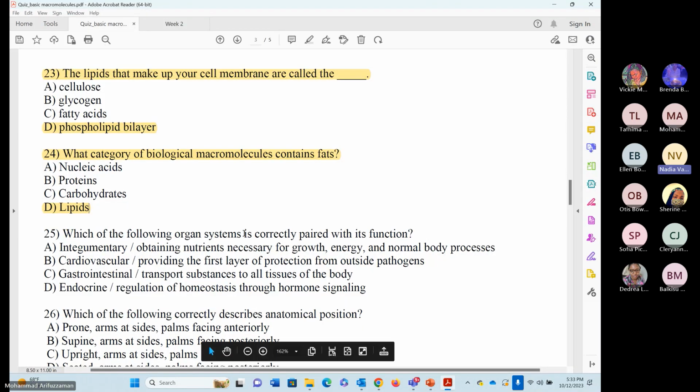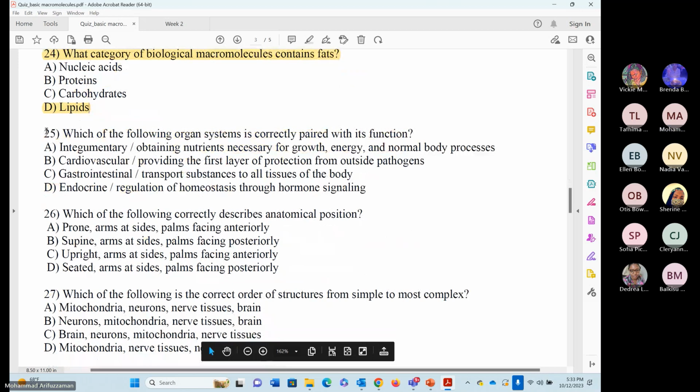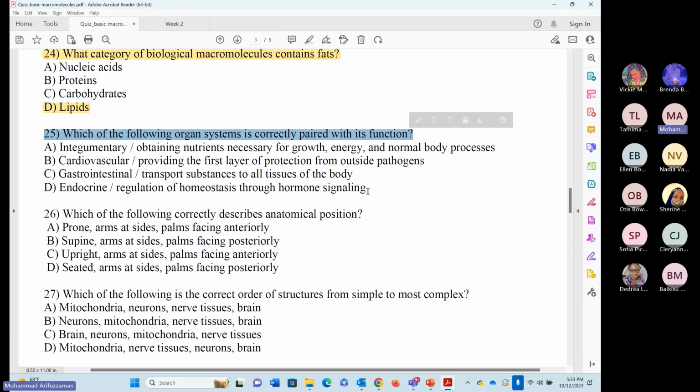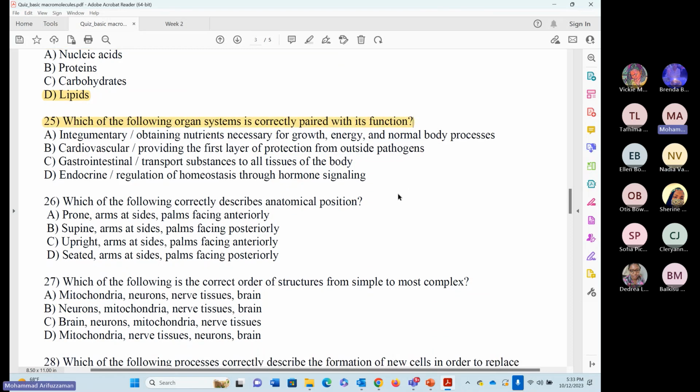Okay. Which of the following organ systems is correctly paired with function? Please read and try to answer the questions. The D. Yes. Endocrine system, regulation of homeostasis through hormone signaling.